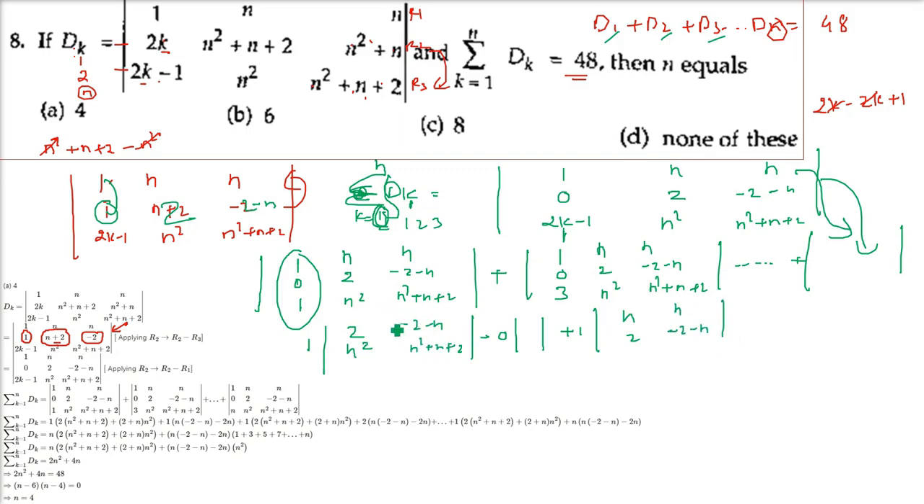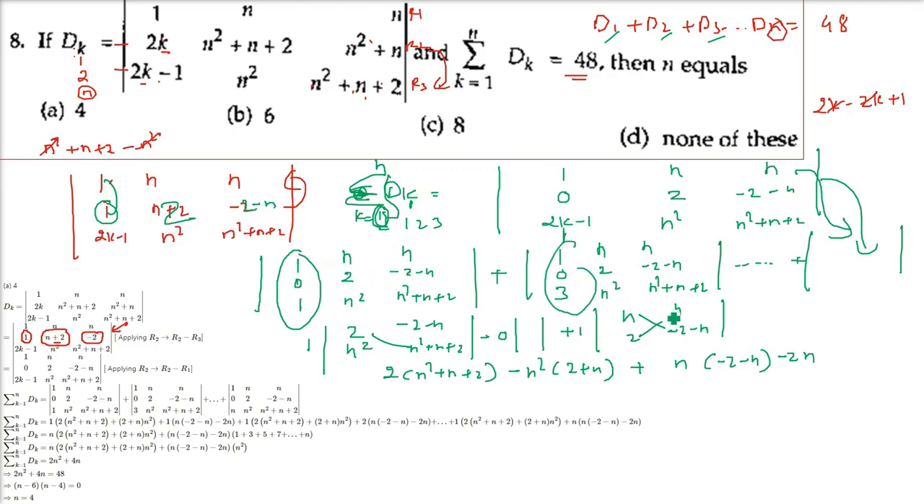Now when we compute this, what are you going to get? 2 into n square plus n plus 2, and minus, minus will become plus, so it will be plus n square into 2 plus 1 2 plus n. This is not minus, this is plus, so I'll just change it. Plus the next part, plus 1 into, it will be minus 2 minus n into n, and plus multiplied by minus 2n.